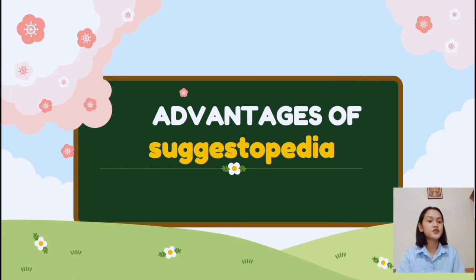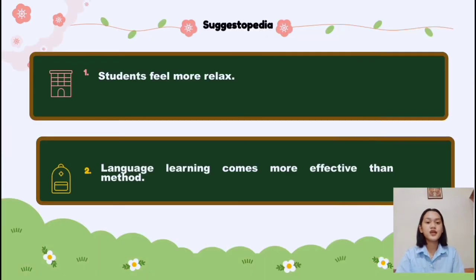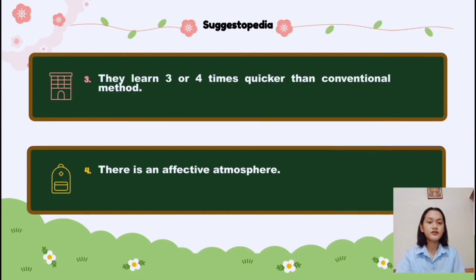Advantages of Suggestopedia. First, students feel more relaxed. This method emphasizes a safe, comfortable space in which students feel relaxed and at ease, in which they will enjoy learning. Second, language learning is more effective than with other methods. Third, they learn 3 or 4 times quicker than with the conventional method. Lozanov claimed that by using this method, they can learn a language approximately 3 to 5 times as quickly as through the conventional teaching method.